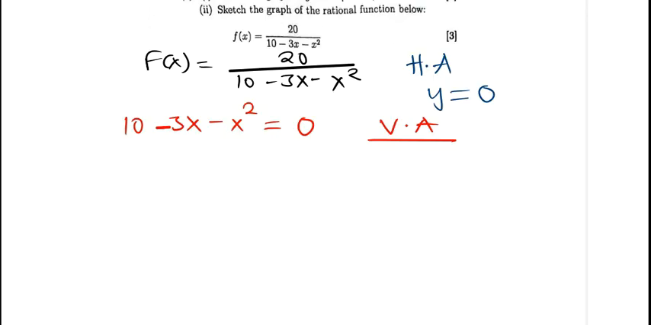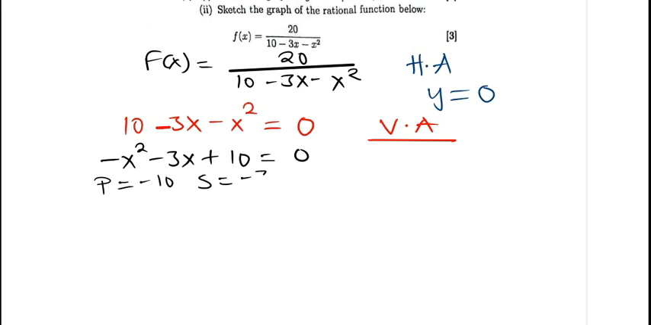So if we make a move, we have minus x squared minus 3x plus 10 is equal to 0. I've just rearranged that, and then let's try to factorize this. The product is minus 10, the sum is minus 3. What two numbers can you think of? If you multiply them, they give you minus 10. If you add them, they give you minus 3. I'm thinking of 5 and 2. Which one should be negative? Negative 5 and 2. So therefore we have negative x squared minus 5x plus 2x, and then plus 10.